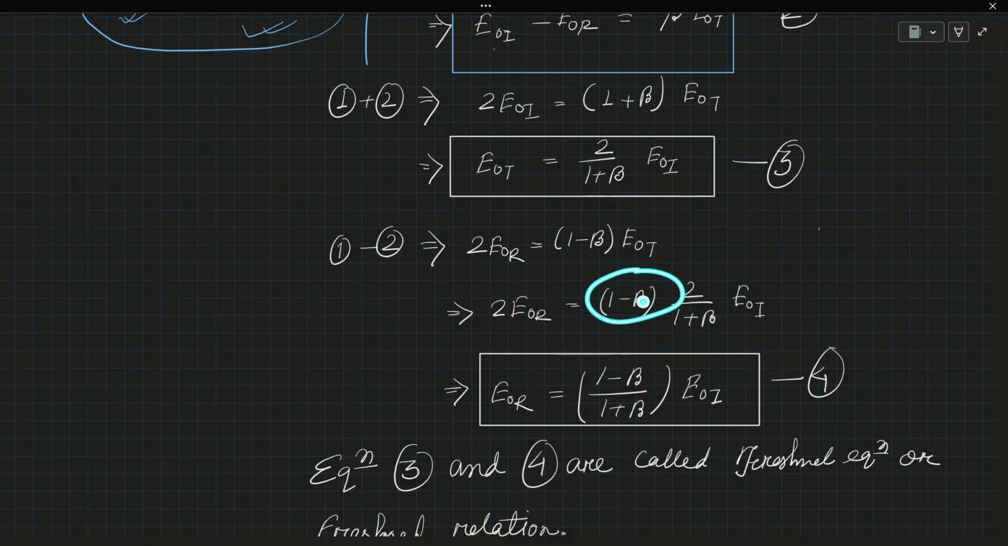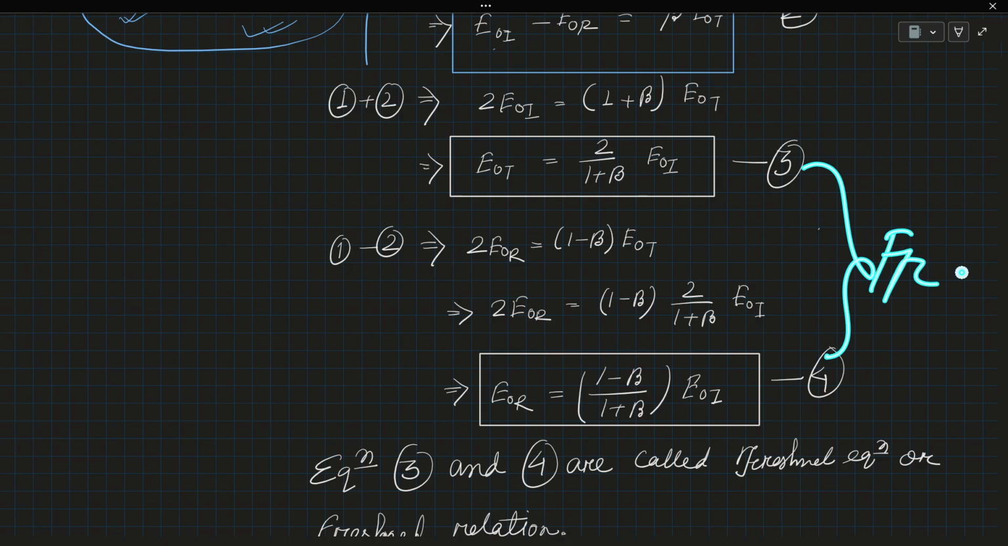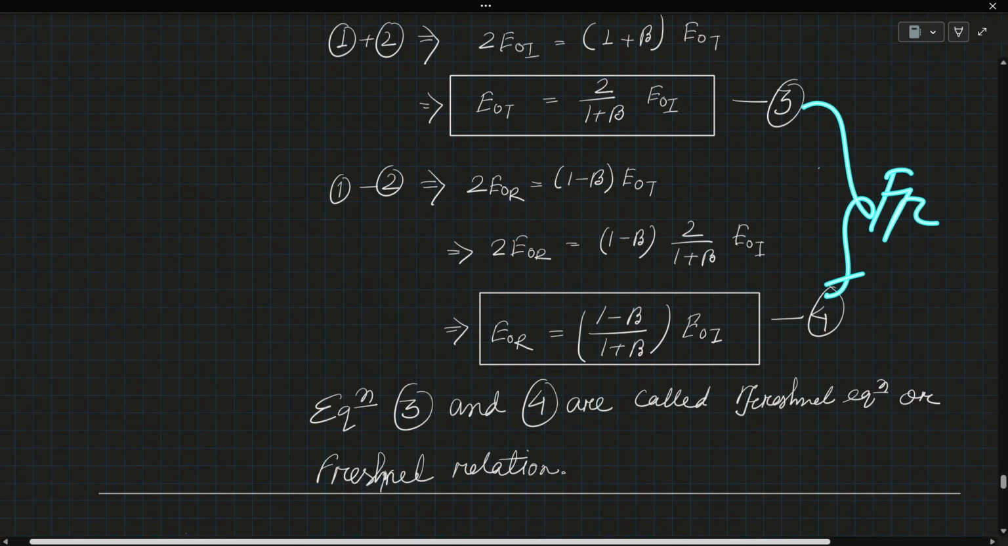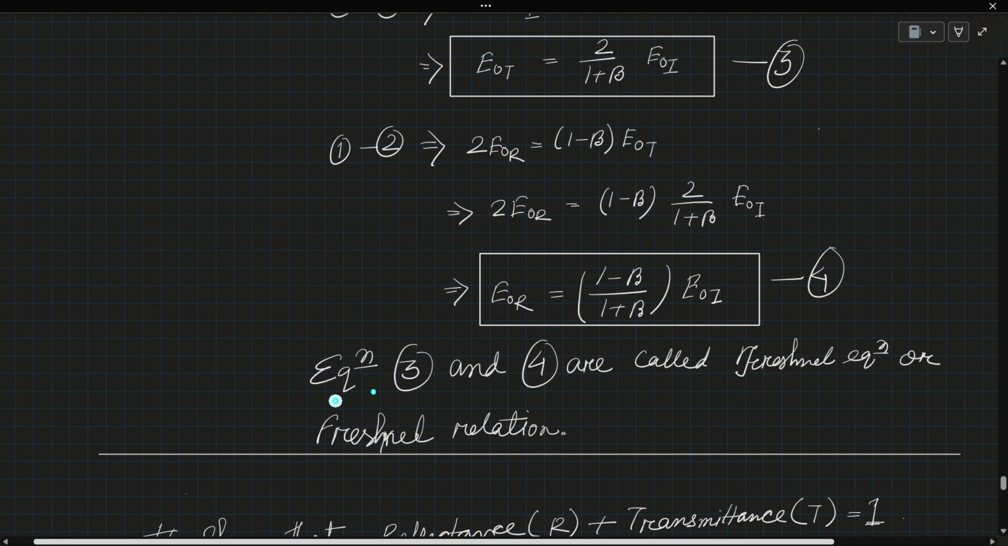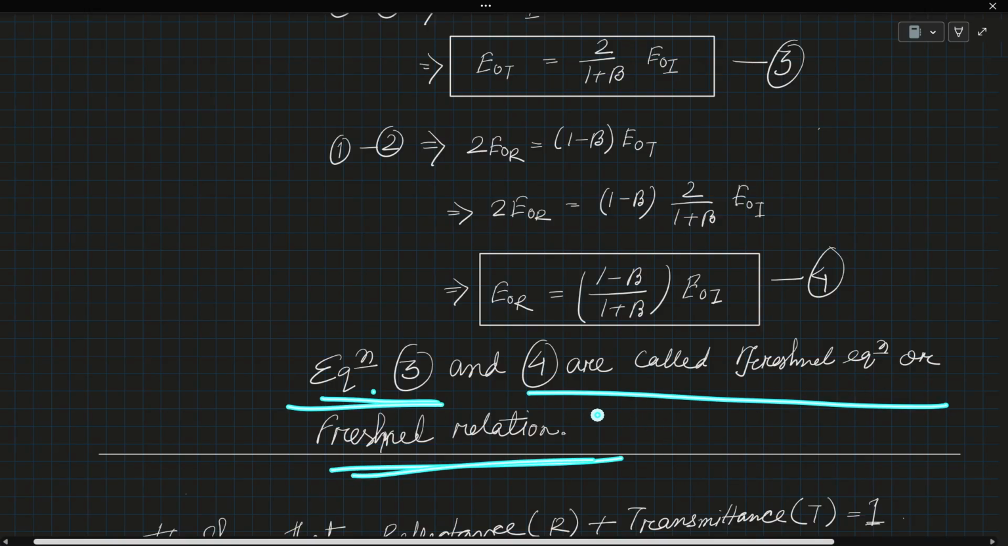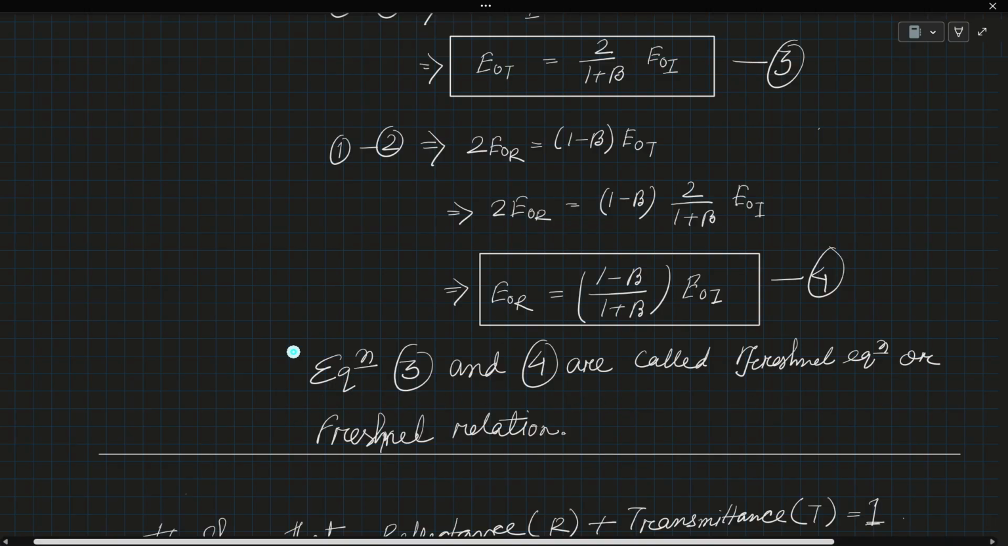So 1 by 1 minus beta divided by 1 plus beta into EOI. So this is EOR. So this equation 3 and 4, these are the Fresnel equations, or Fresnel relations, right? So this is for the normal incidence case.